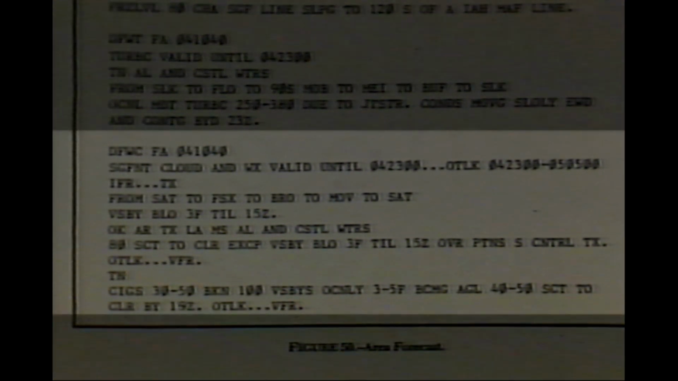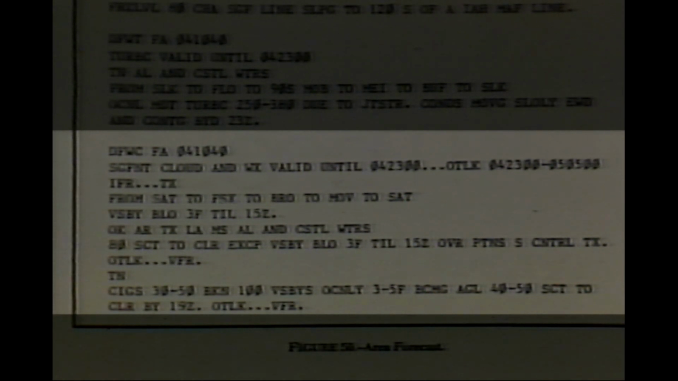The outlook is shown to cover from 2300 Zulu on the 4th until 0500 Zulu on the 5th. For Oklahoma, Arkansas, Texas, Louisiana, Mississippi, and Alabama, and the coastal waters, the forecast is to be 8,000 scattered to clear skies, except the visibility will be below 3 miles due to fog until 1500 Zulu over portions of south central Texas. The outlook after 0500 Zulu is expected to be VFR or better than 3,000-foot ceiling and 5 miles visibility.